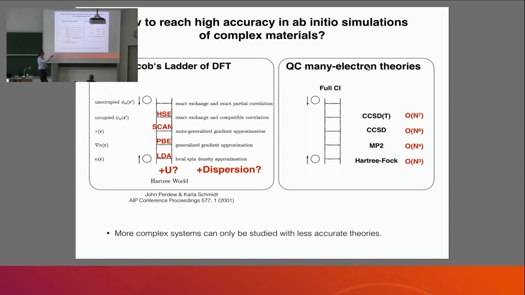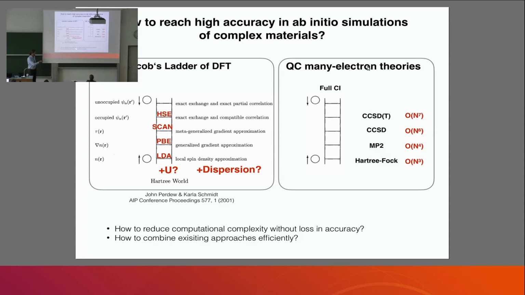And of course, ideally, in a perfect world, at some point, we are able to combine all of these methods with machine learning and then really be able to simulate much more complex and sophisticated systems so that they can be really useful for experimentalists. How can we reduce the computational complexity in these methods without a loss of accuracy?